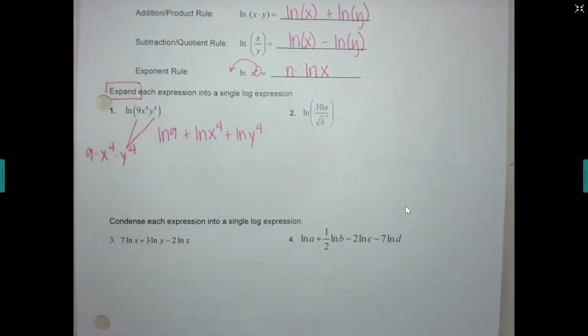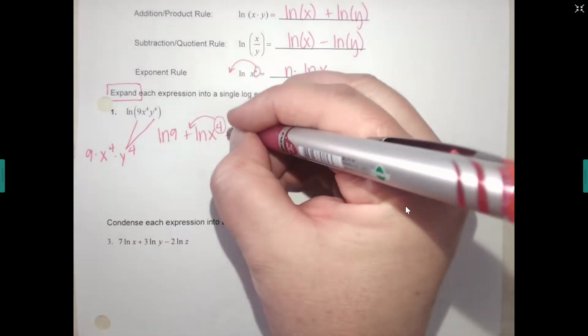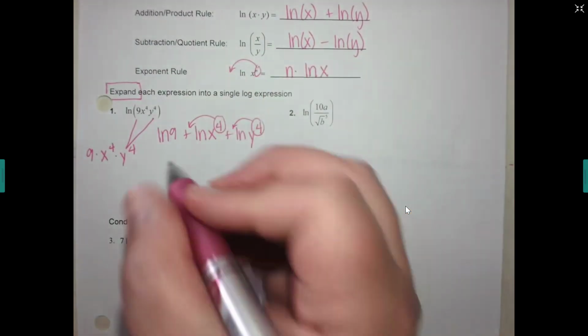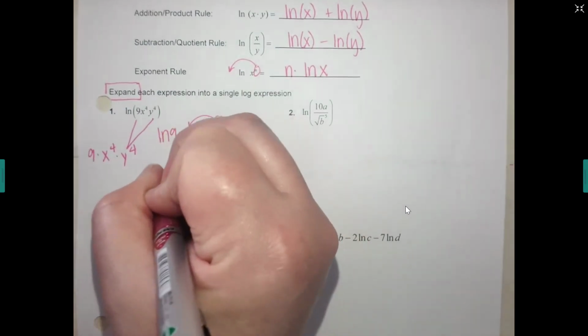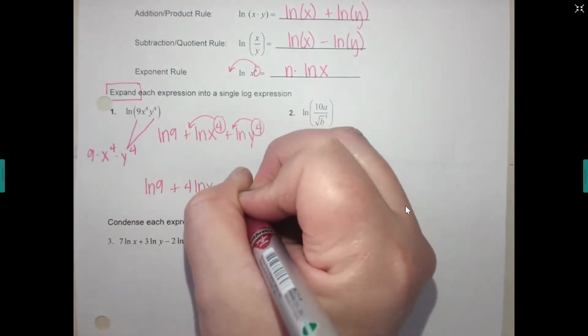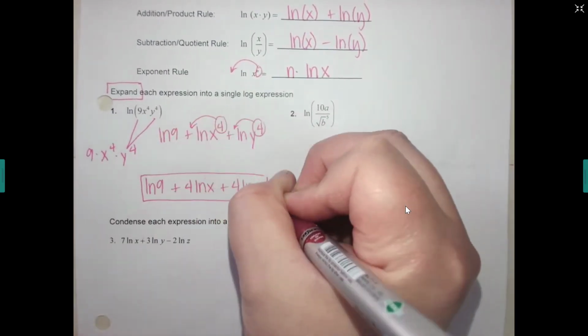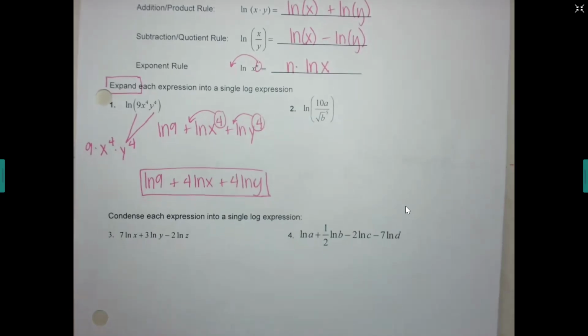That is not considered fully expanded till you drop the exponents down to the front. So this 4 and this 4 would just go to the front. So your answer would be ln 9 plus 4 ln x plus 4 ln y. Okay, but it's literally what you already know how to do. You're just now doing it with ln's.